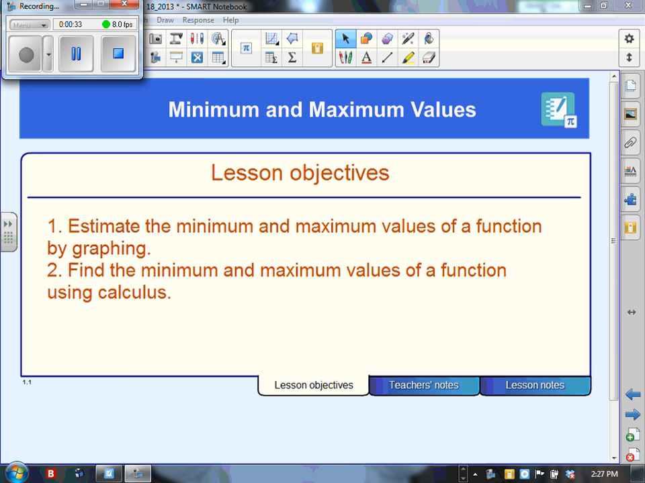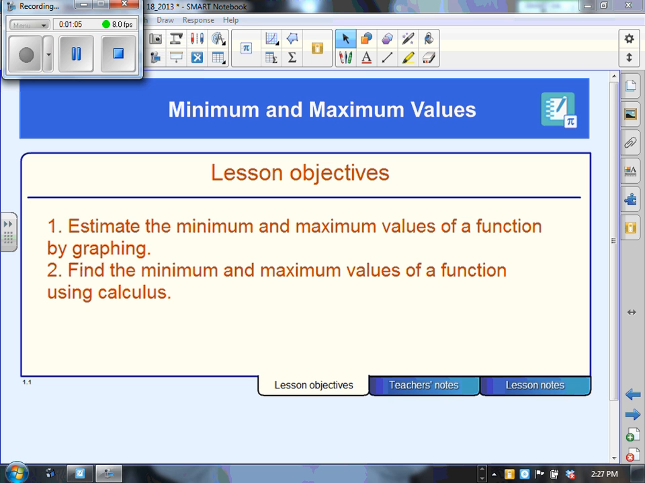So if you look at the lesson objectives before you, we're going to bypass number 1 to some degree. I know that we can graph, and I know that if we needed to validate or check an answer by using technology, we can. And I will introduce some of the terms and set the stage for the calculus by looking at a graphical interpretation of finding minimum and maximum values.